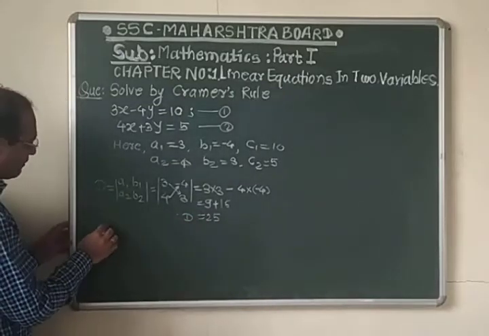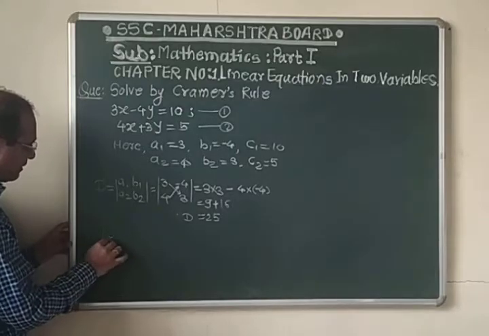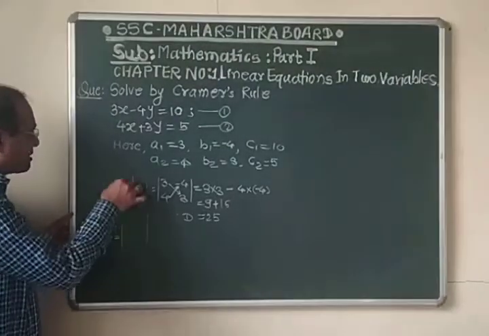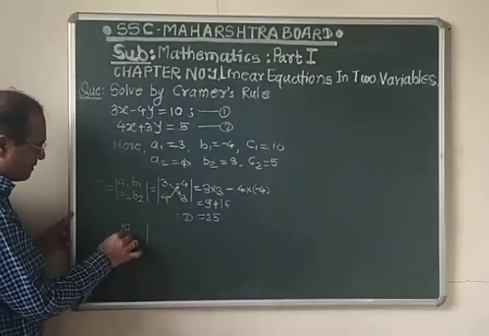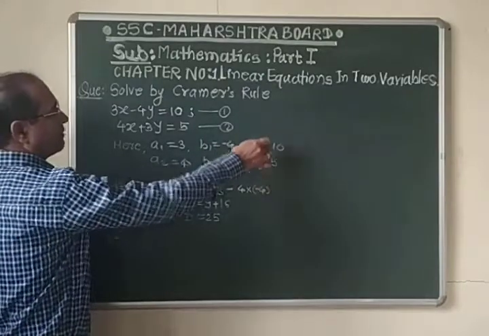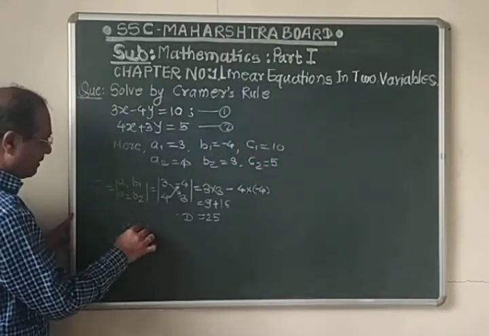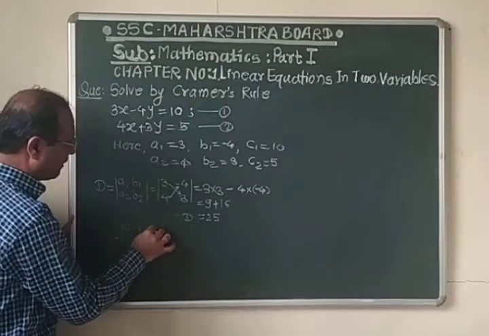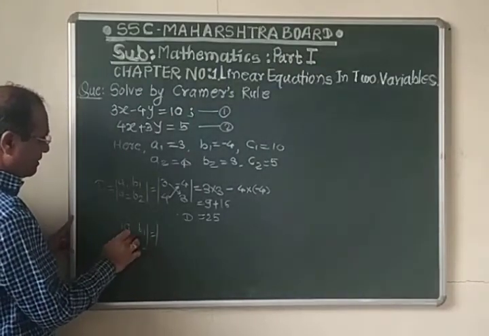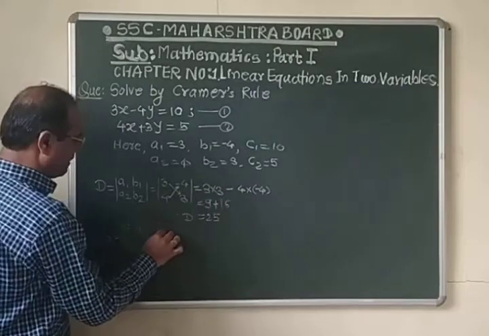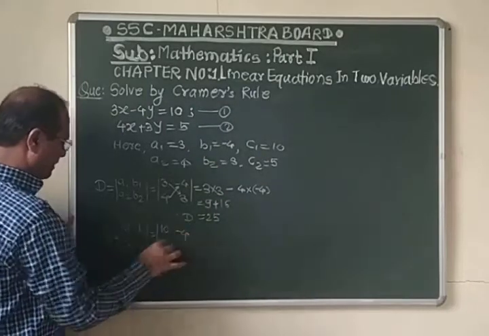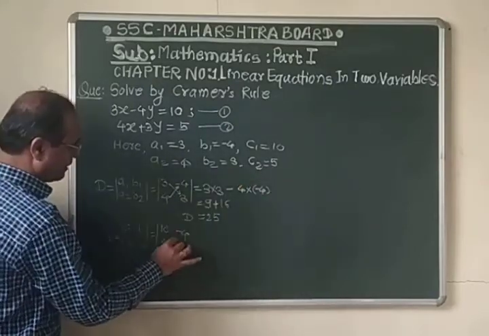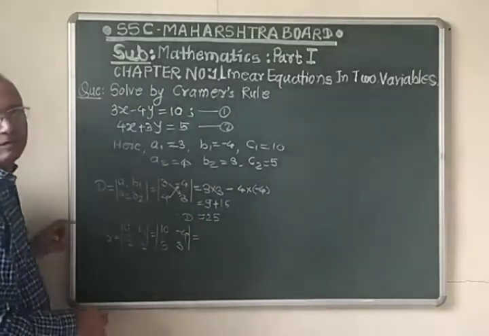Now similarly you have to calculate the value of Dx. How do you calculate Dx? First, the column of x coefficients is replaced by the constants, that is c1, c2, and the second column remains b1, b2, the coefficients of the variable y. Now we substitute the values. Here c1 is 10, b1 is minus 4, c2 is 5, and b2 is 3. Now calculate the value of this determinant.